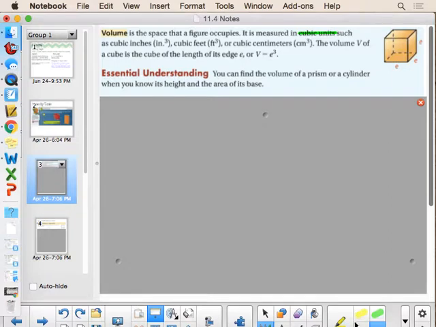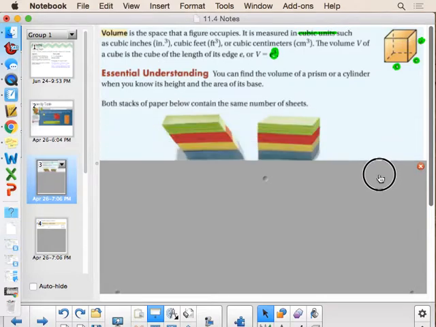The probably easiest figure for us to ever find the volume of is that of a cube, because we know all three side lengths are the same measure. Therefore, you have been taught ever since a very young age just to cube the measure of the edges. The big idea that we need to understand is as long as we know the height and the base area of a prism, we are able to find the volume.